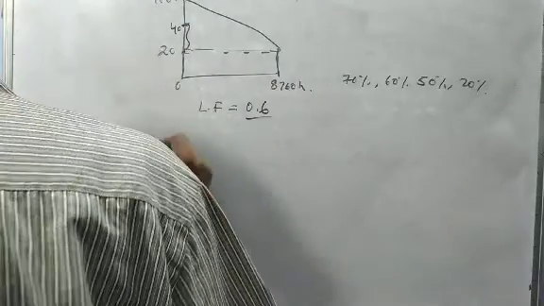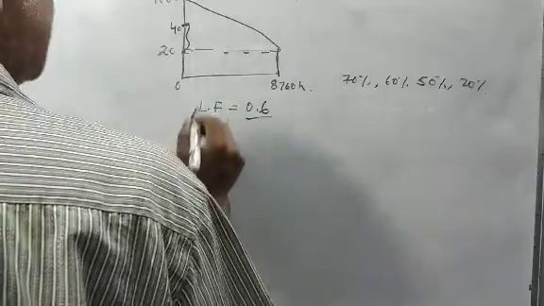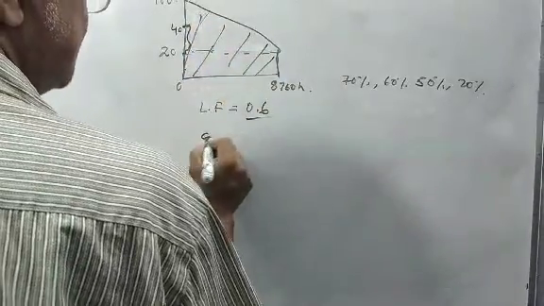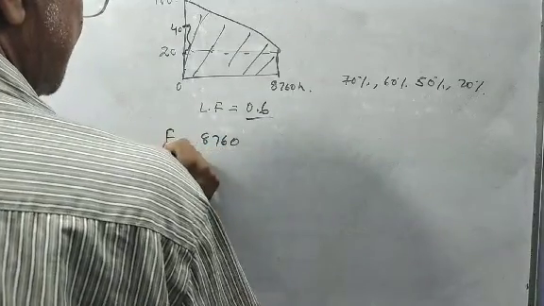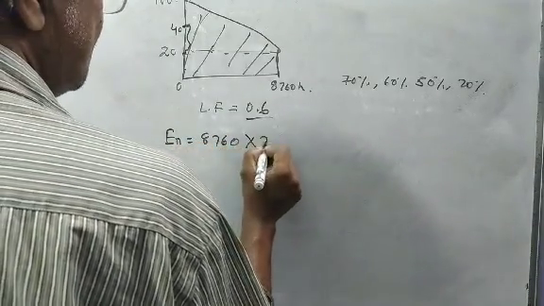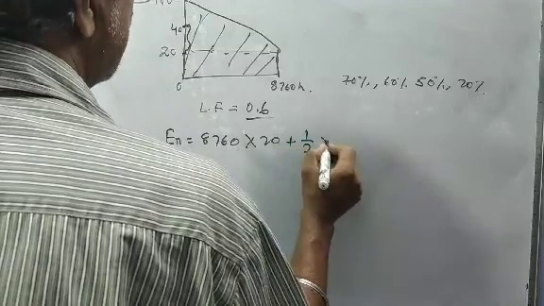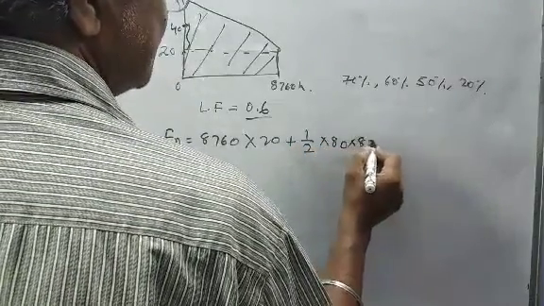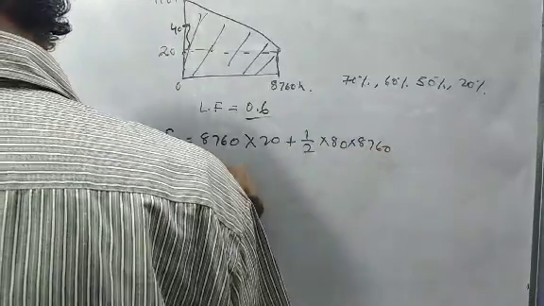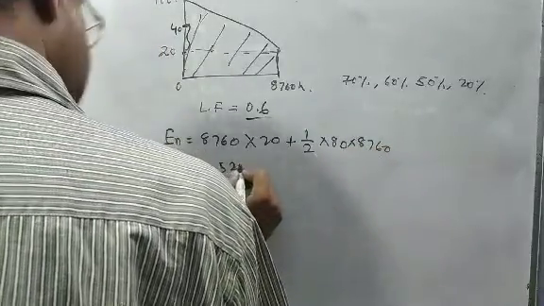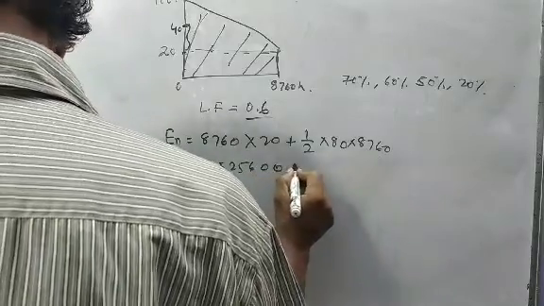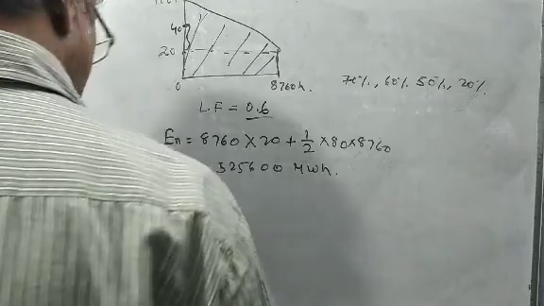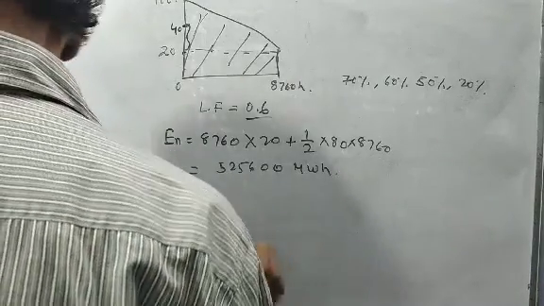Now what is the energy indicated by the curve? So you find out the area of this part. So the energy consumed is 8760 into 20 plus half into 80 into 8760. If you calculate, it will come to about 5256600 megawatt hour.